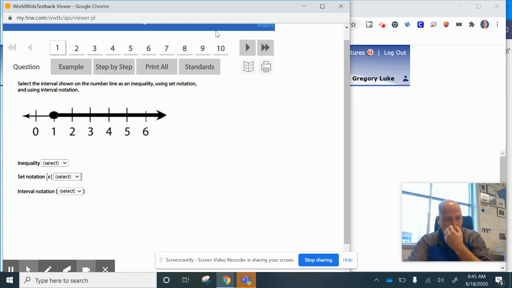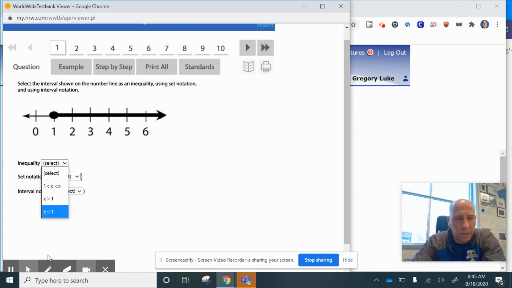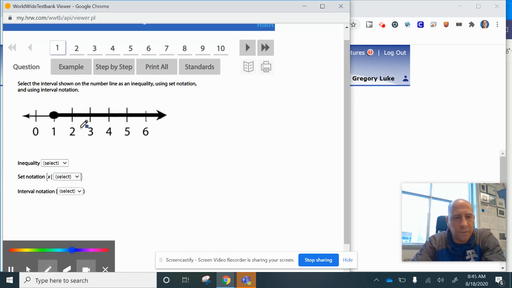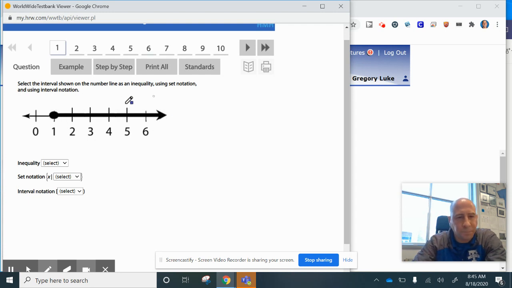Okay, all right, so let's look here. It says, select the interval shown in the number line as an inequality using set notation and using interval notation. Okay, so inequality. Let's look at the answer choices. Now, here you can see the x in the answer. The best way I can explain is, let me draw this out, the inequality almost makes an arrow. So we know whenever you're doing inequality notation, always put the x on the left. So let's start with x.